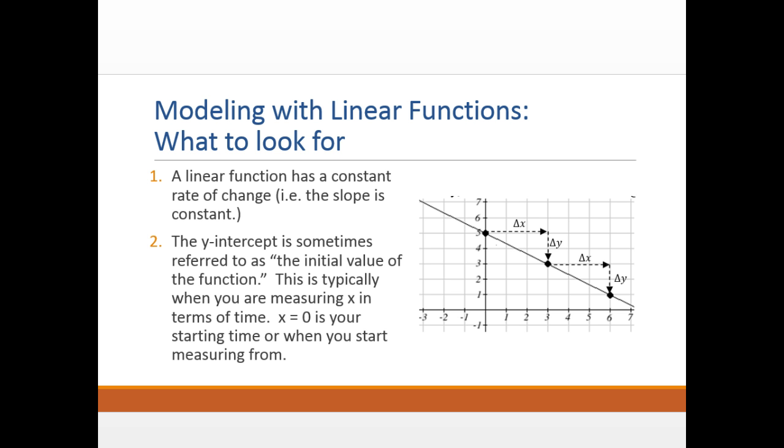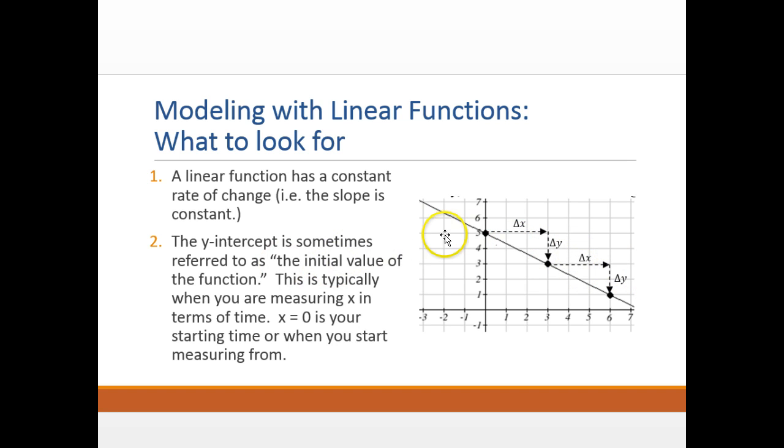Alright, what to look for when modeling with linear functions? We do know a couple of things. Number one, the linear function has a constant rate of change. In other words, the slope is constant. So if I pick any 2 points and go over and up or down, that's going to give me my slope, whatever that slope is. If I repeat it, if I go over the same delta x and down the same delta y, I'm always going to hit another point on this line. And I can pick any starting point and that will hold true.